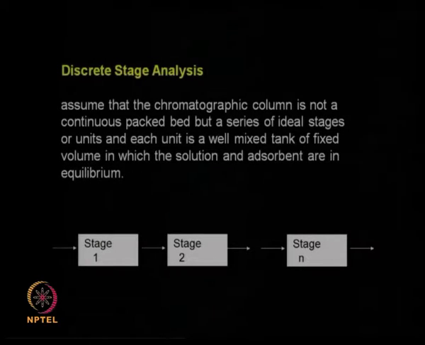Now let us again go back to the mathematics of this column operation and see how we can build up some more relationships between various parameters in the flow. Okay, now we have a long stationary phase and we have the mobile phase travelling over it. Now this stationary phase can be divided into multiple stages.